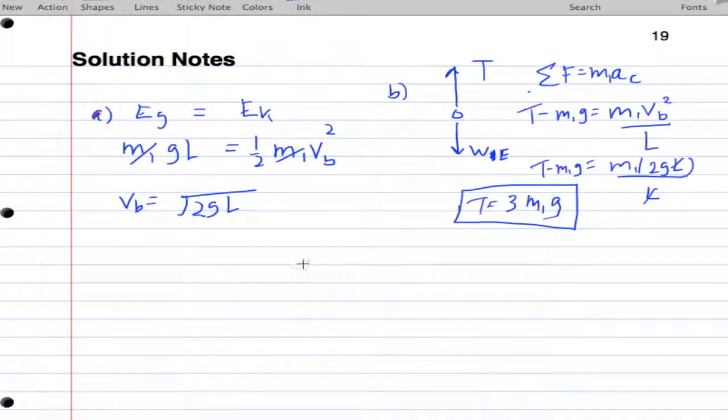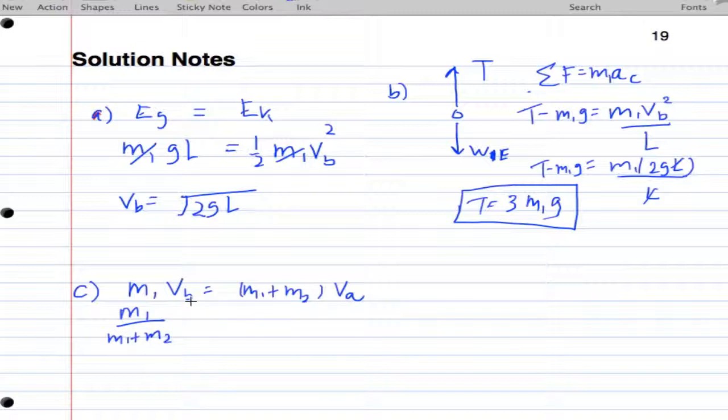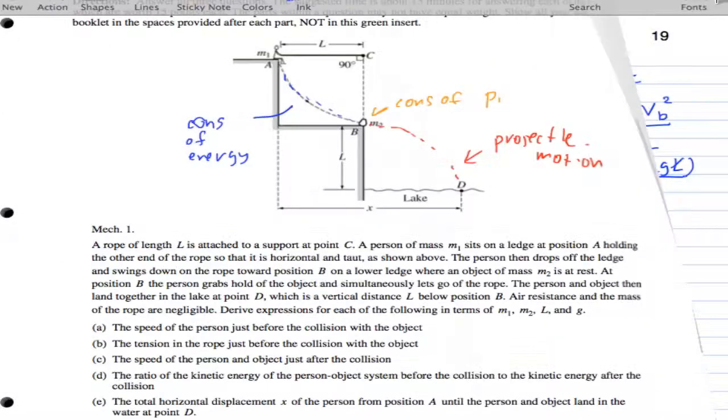after the collision? All right, now we're going to use conservation of momentum. So we're going to have m1 v before equals m1 plus m2 times v combined, which I'll call v after. So I'm going to end up getting that m1 over m1 plus m2 times the square root of 2gL equals v after. Excellent. So that is part C.